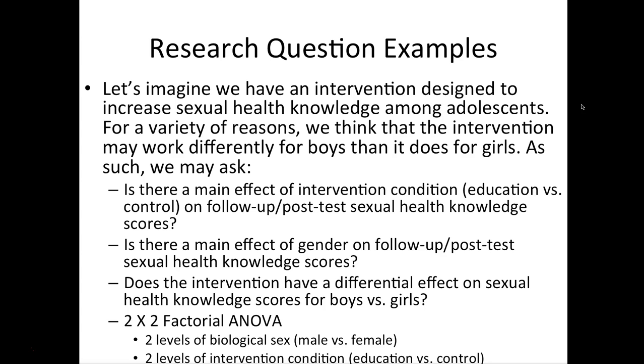So we have two levels of our biological sex variable, male versus female, and two levels of our intervention condition, education versus control. And then our dependent variable is sexual health knowledge scores. And so that might be a scale score with a variety of different questions on there that we can assess knowledge about sexual health practices or various other aspects of sexual health.